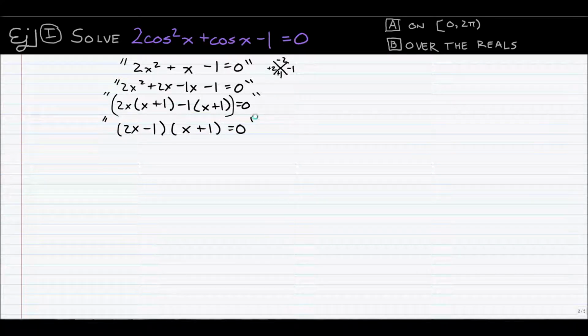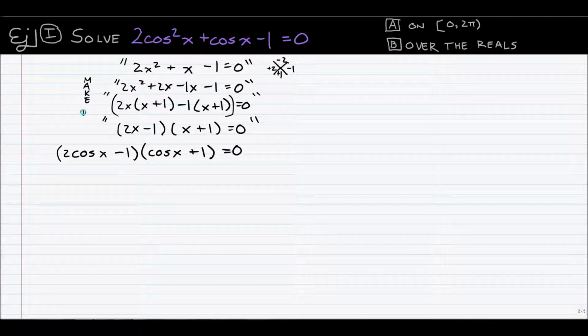Now remember, that was just the factoring step. We are in terms of cosine, so we need to convert this back to the actual problem that we have. In particular, this is really 2 cosine of x minus 1 times cosine of x plus 1 equals 0. This is actually our problem. This was all just make-believe. This is like unicorns. These do not exist. This is just us cheating.